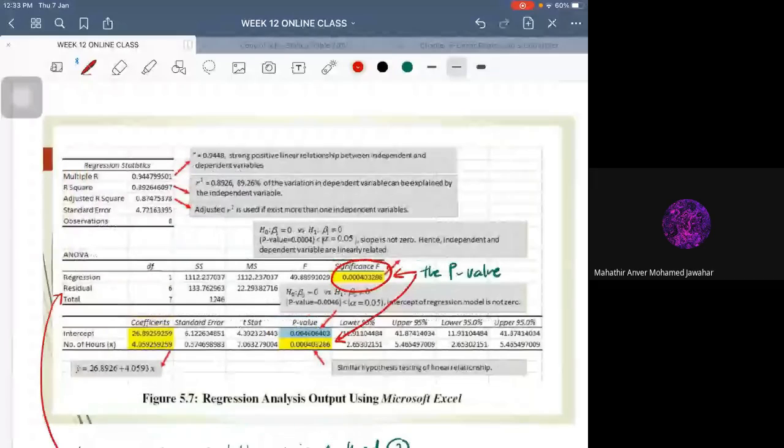So among the most important output will be here, this multiple R. This multiple R is actually your small r. The small r, if you remember. So what is the small r? What does small r stand for? Can anyone tell me?